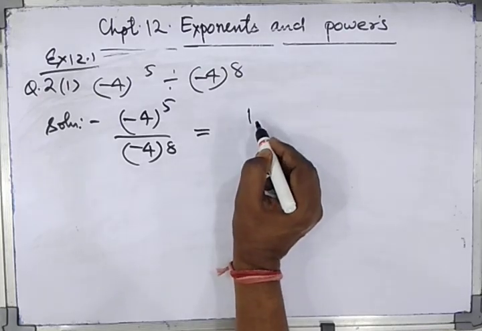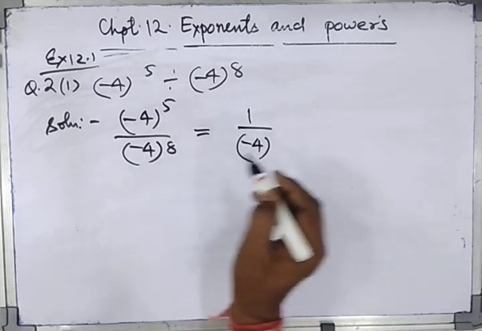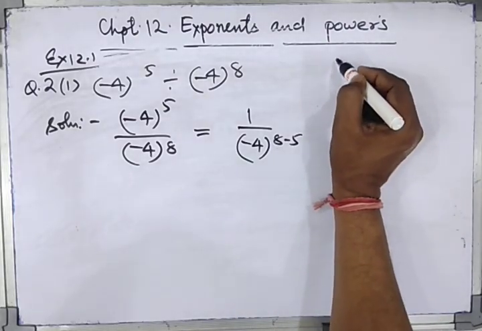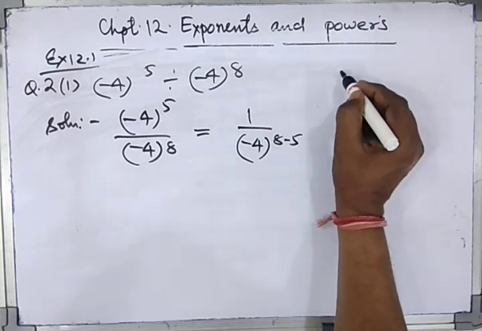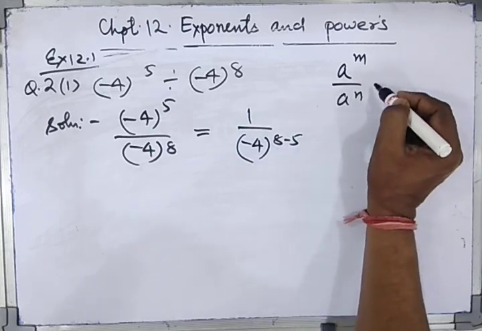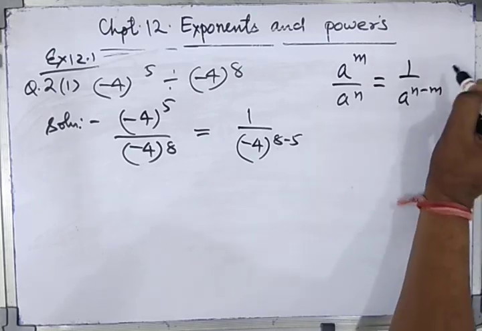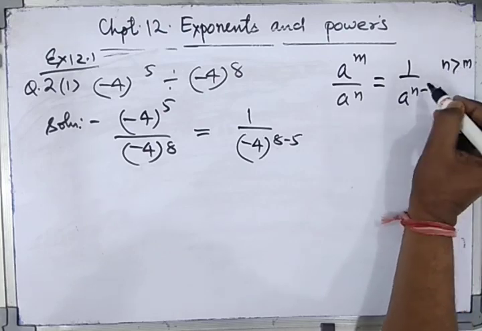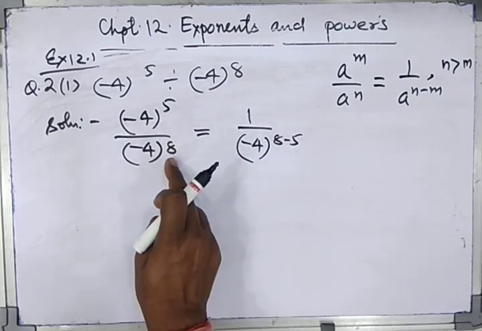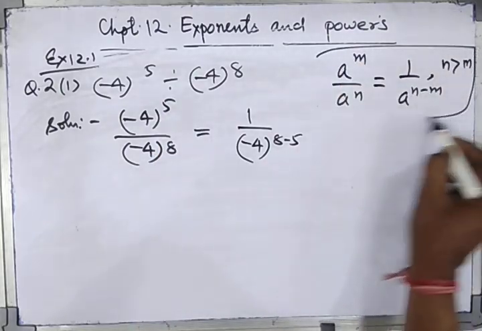So this will be equal to 1 by minus 4 raised to 8 minus 5. Students, you all know the law of exponents: a raised to m by a raised to n is equal to 1 by a raised to n minus m, where n is greater than m. Here m is 5 and n is given as 8. It means 8 is greater than 5, n is greater than m, so use this formula, students.